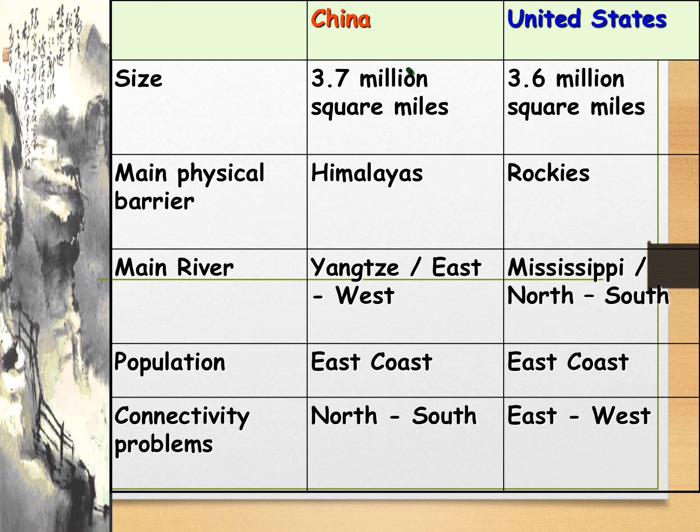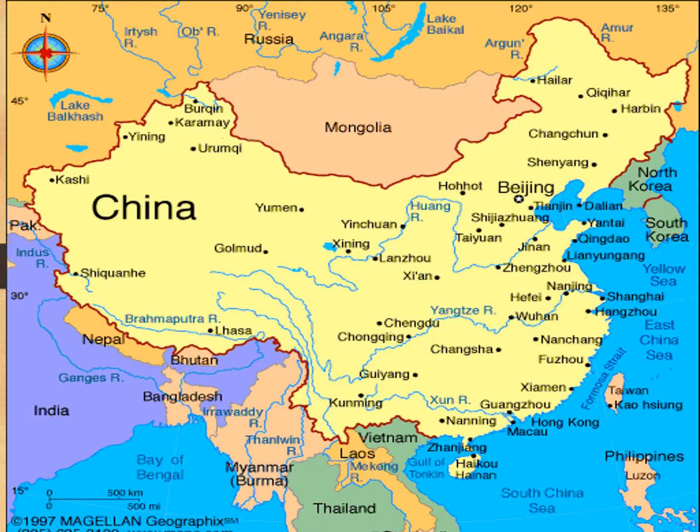Now, again, we're very close in size, 3.7 versus 3.6 million square miles. Their biggest physical barriers, the Himalayas; we have the Rockies. They have a bunch of rivers. They have the Yangtze, the Yellow River. We have the Mississippi River. Their river systems usually run east-west. Ours run north and south. Most of our populations are both on the East Coast. And their big connectivity problem is between the North and South. In the United States, it's between the East and West because of those Rocky Mountains.